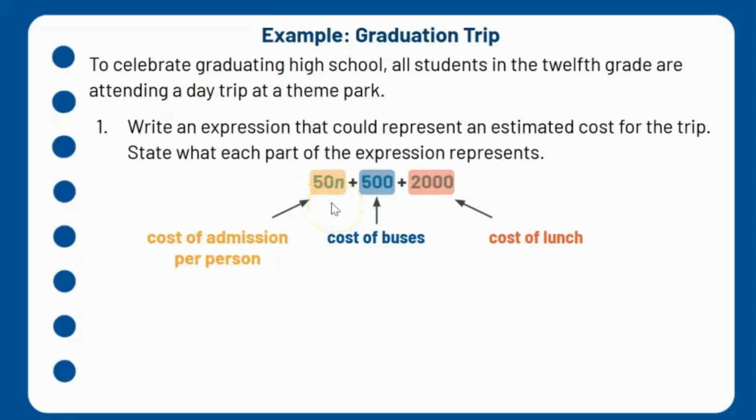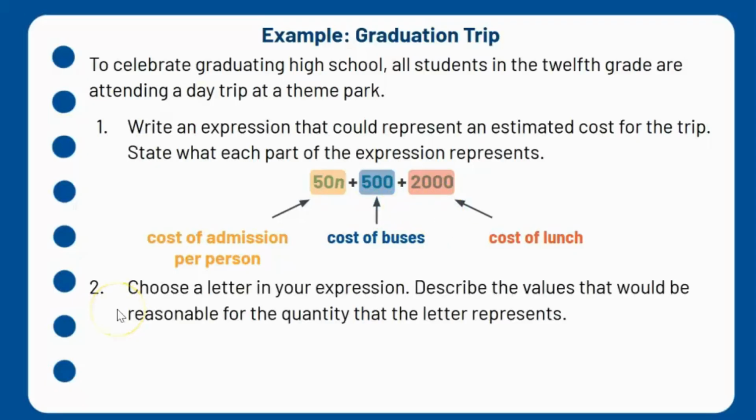In this expression, 50n represents the cost of admission per person for the theme park. 500 represents the cost of the transportation, and 2,000 represents the cost of lunch for everyone attending the trip. We know that n represents the number of students in the 12th grade. What are some values that would be reasonable for this given situation?